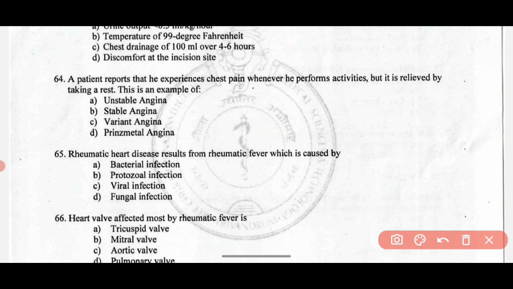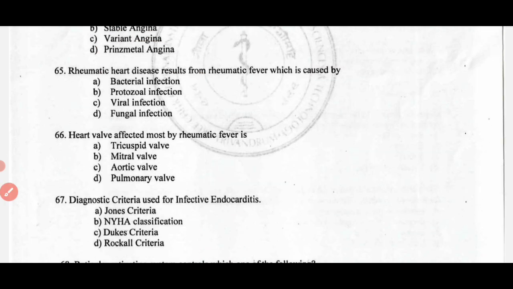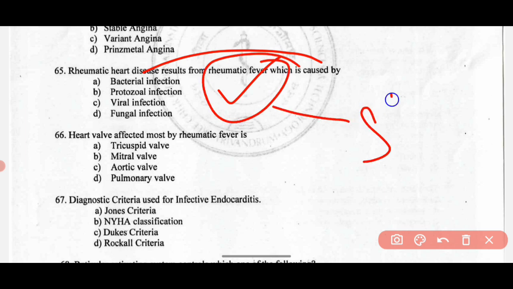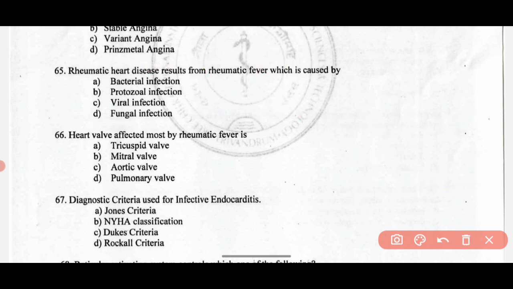So for question number 64, the right answer is option A, that is unstable angina. Next, question number 65. Rheumatic heart disease results from rheumatic fever, which is caused by. See, rheumatic heart disease, it is caused by what? Rheumatic fever. Okay, and rheumatic fever, it is caused by what? Strep throat.